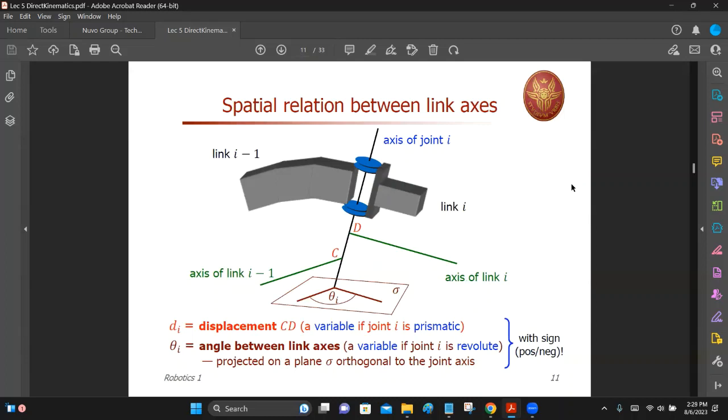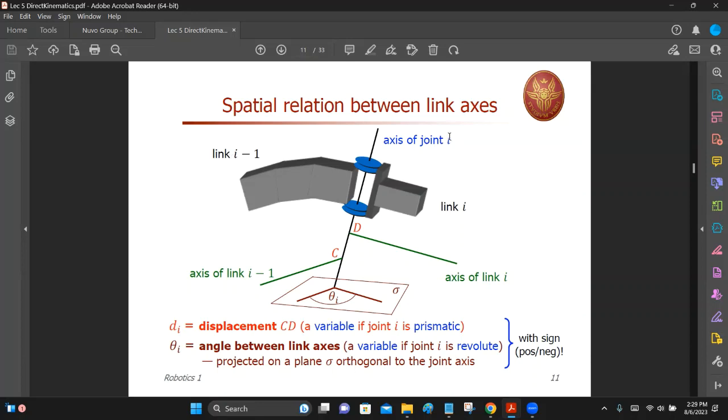Okay, now we are connecting links using these joints. Now what you see here is joint I, an arbitrary joint I. As you already know now, the link follows the joint. So therefore, after the joint, you have link I, the joint I and link I. So therefore, the previous link is link I minus 1.